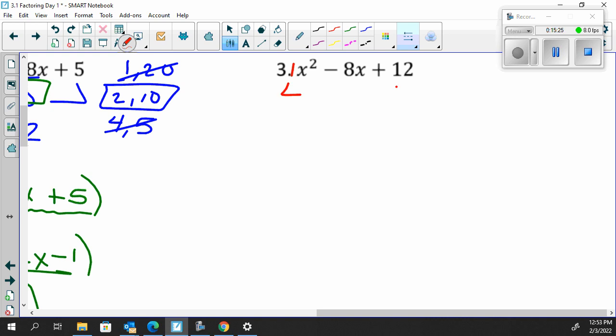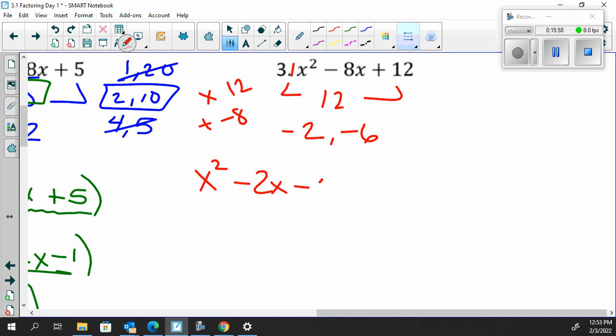Alright, so 1 times 12 is 12. I need two numbers that multiply to 12 and add to negative 8. 6 and 2. But 6 plus 2 is positive 8. Okay, give me a minute. Negative 6 and negative 2, sure, just take the negative. That'll work. Negative 2, negative 6. If I multiply those, I get positive 12. If I add them, I get negative 8. So I rewrite my equation with those numbers: x squared minus 2x minus 6x plus 12.